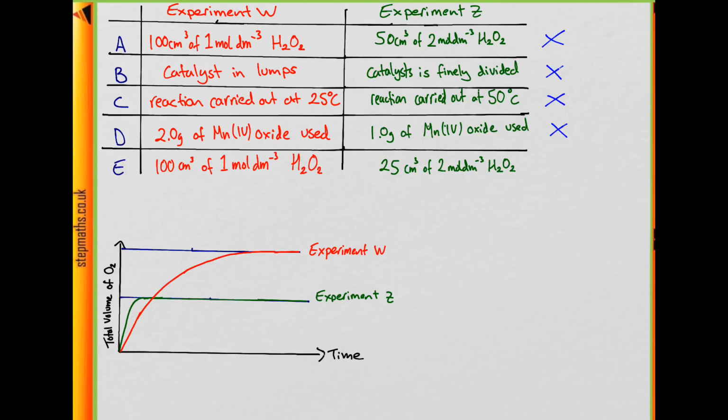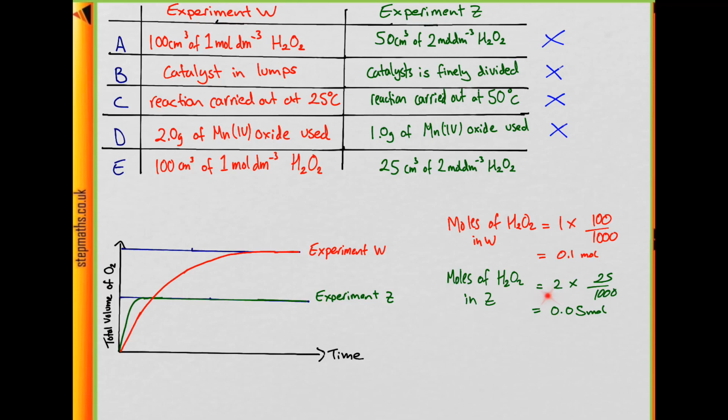Finally, in option E, in experiment W, we have 100 centimeter cubed of 1 mole per decimeter cubed of hydrogen peroxide. In experiment Z, we have 25 centimeter cubed of 2 mole per decimeter cubed of hydrogen peroxide. So this will be similar to A, where we find out the moles of hydrogen peroxide to see how much O2 is produced. So for experiment W, moles of hydrogen peroxide will be 1 times 100 over 1,000 equals 0.1 mole. For experiment Z, you have 2 times 25 over 1,000, which equals 0.05 mole.